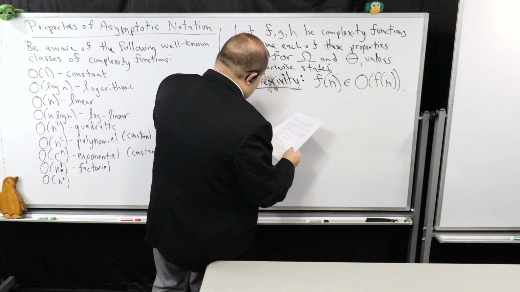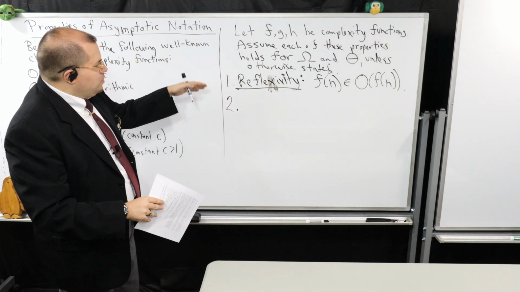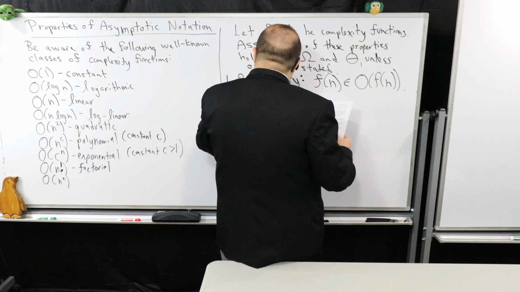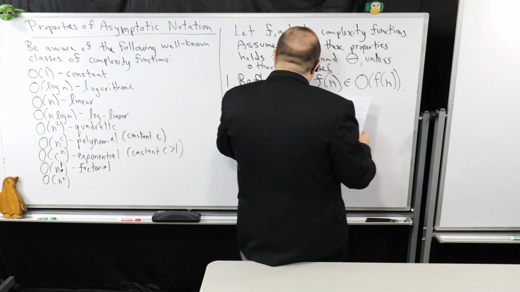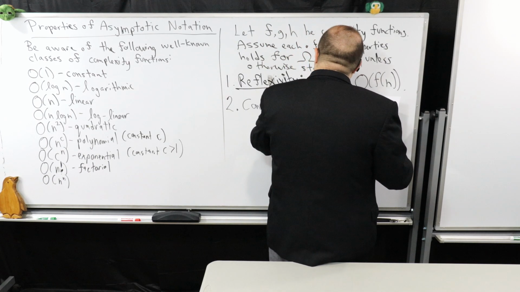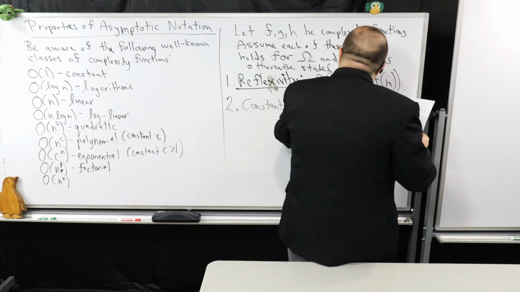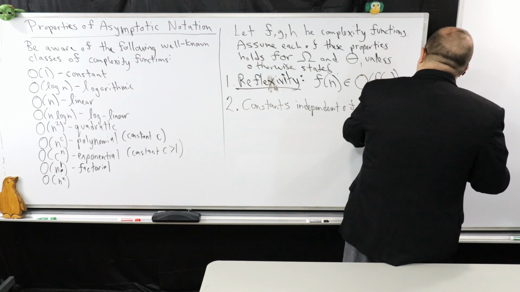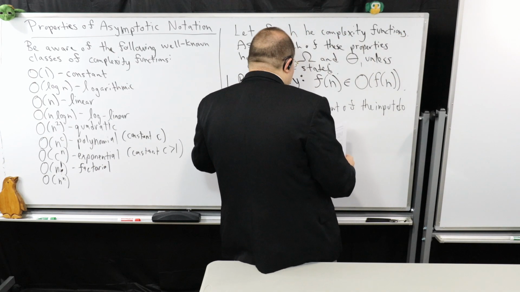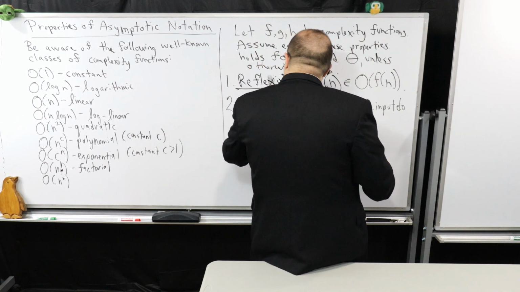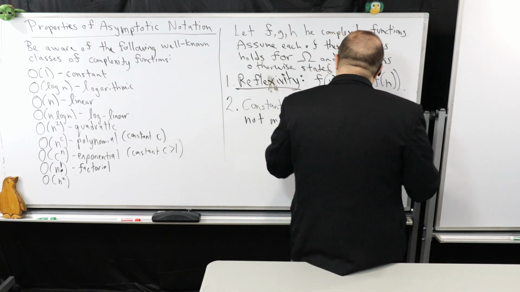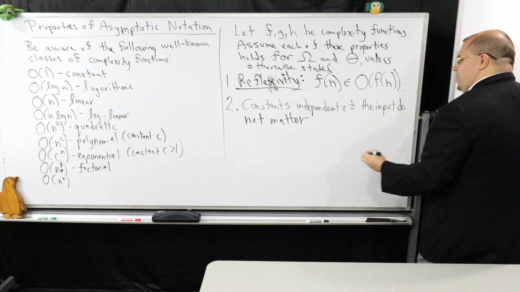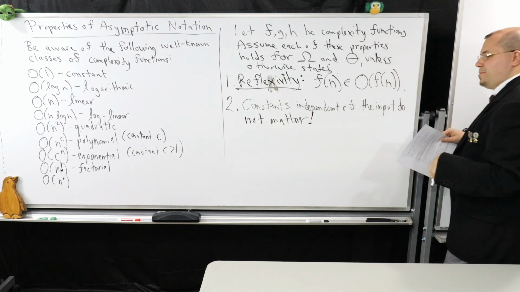So another property. Now I'm just going to frame this in a couple of ways. The first one is one that you might be familiar with: constants independent of the input do not matter. So that's the first rule. Constants independent of the input do not matter. So that's property number 2.